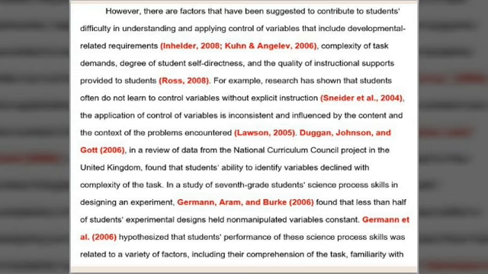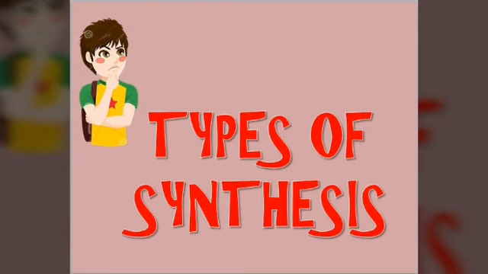German et al. hypothesized that students' performance of these science process skills was related to a variety of factors including their comprehension of tasks and familiarity. And you can see that there is a discussion and it only draws from one or more sources. So in making synthesis, always remember that you are discussing from one or more sources.